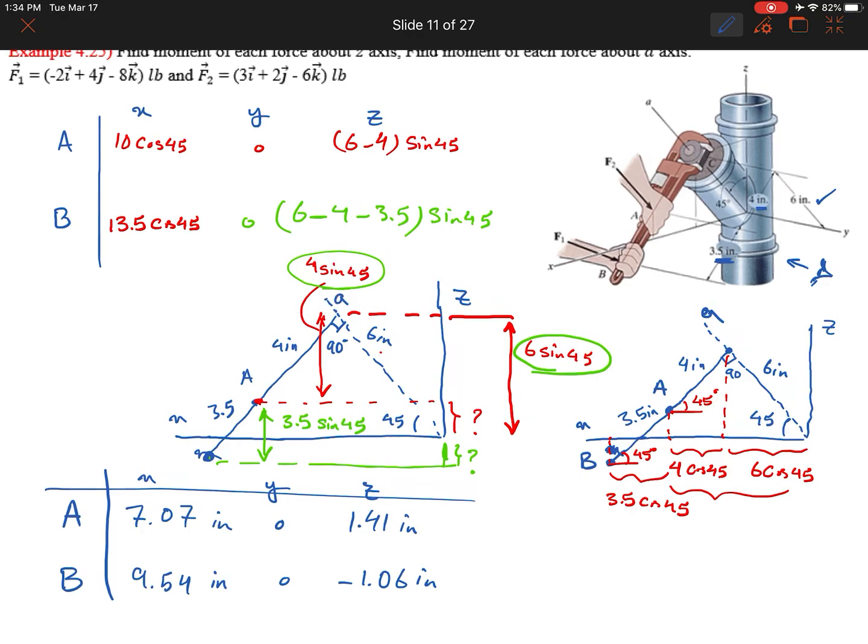Alright, so let's go to the next page. Let's see if I can get rid of this here. Okay. So the problem asks, find the moment of each force about the z-axis. Again, moment about an axis, moment about the z-axis. So let's find F1 first. Moment about the z-axis is going to be the unit vector of the z-axis dotted with R cross F.